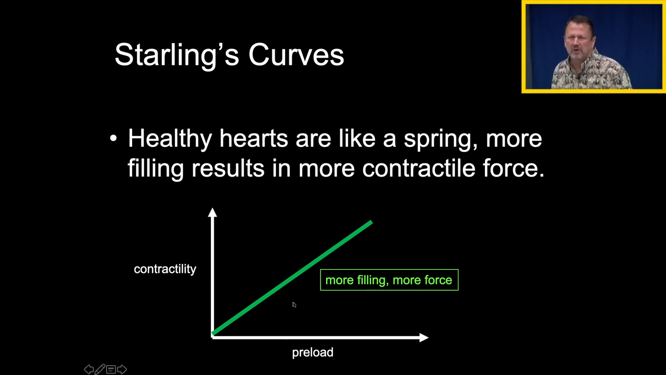We can put this on one of our graphs. I'm glad we teach you something about Cartesian coordinates in here. The title of the graph, we're talking about Starling curves. This is more contractility, and this is more preload, or end diastolic volume. And more filling results in more force. That's the graphical way of describing this. More filling, more force. All right, great.